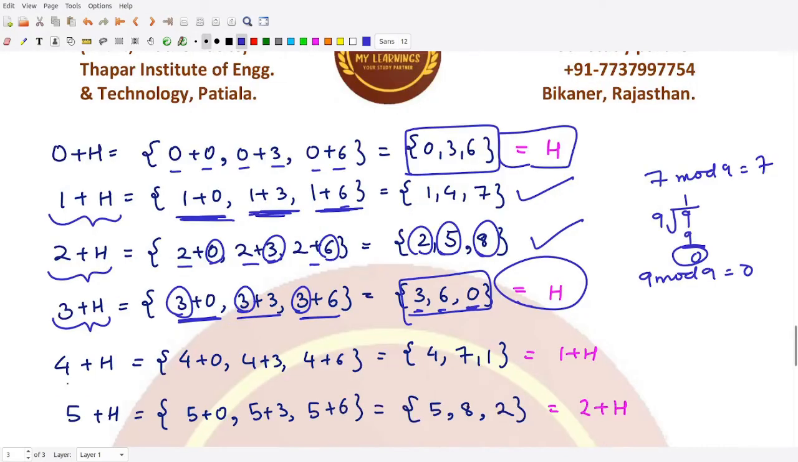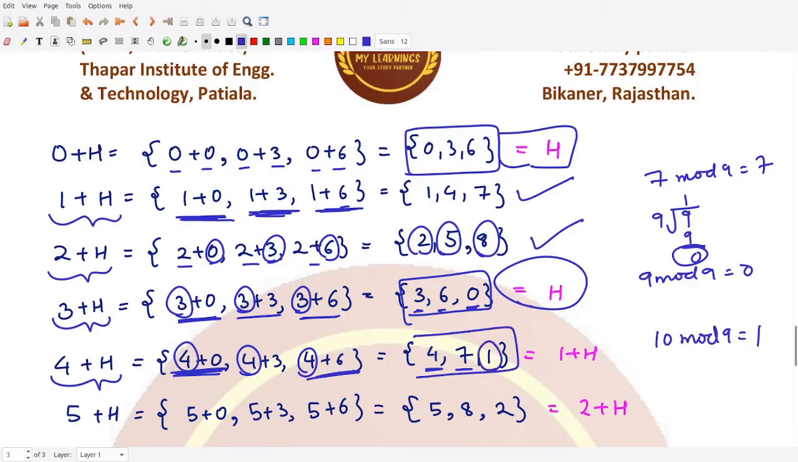In a similar fashion, you can calculate 4 plus H. You are adding 4 to each of the elements. 4 plus 0 is 4 only. 4 plus 3 is 7, and 7 mod 9 is 7 only. 4 plus 6 is 10, and 10 mod 9 is 1. So you see this is the same as 1 plus H with the order of elements changed. So this is nothing but the same coset 1 plus H.